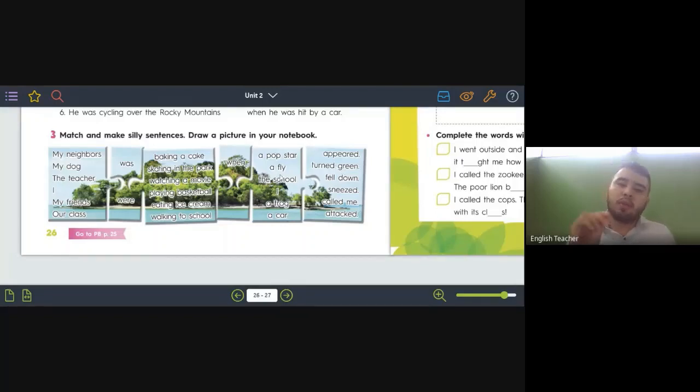So you had to write it in your notebook, and also draw a picture about it. If you decided to write, "My neighbors were baking a cake when a pop star appeared," what are you going to do there? It means that you are going to draw some people baking a cake, and a pop star. What is a pop star? A pop star is like a singer, a famous singer. So look at the words: baking the cake, and a pop star appears. In that way, you must draw a picture of every sentence that you are making. Okay.